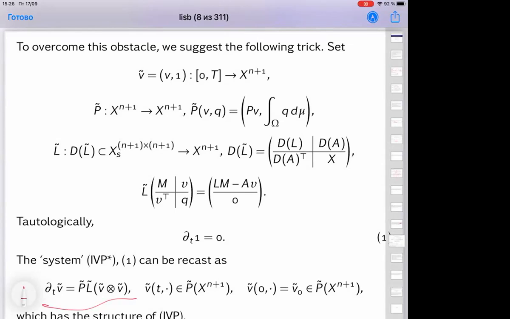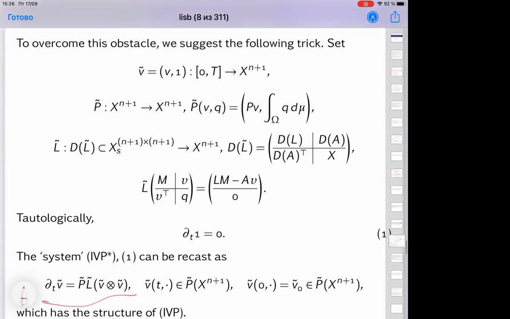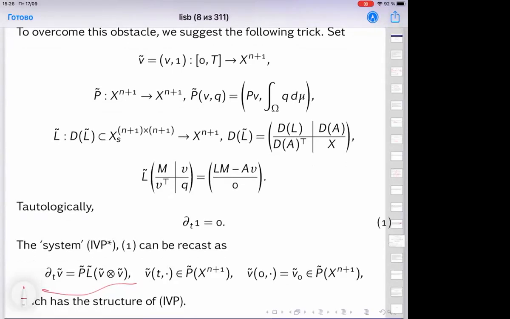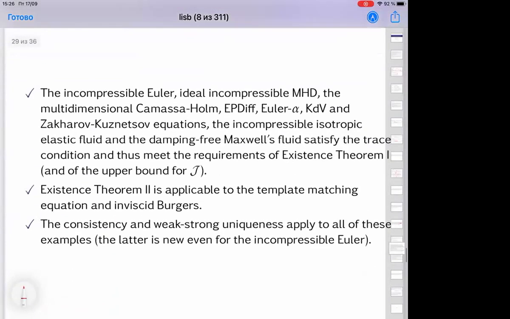Etc. Just the price to pay, increase the number of equations in the system by one. And then by simple algebra, you can include the linear term. And then you can apply all the results, in particular to KdV and the others. And so, I repeat that this list of equations, quite a big one, is covered. And we can prove existence of solutions of the dual problem.